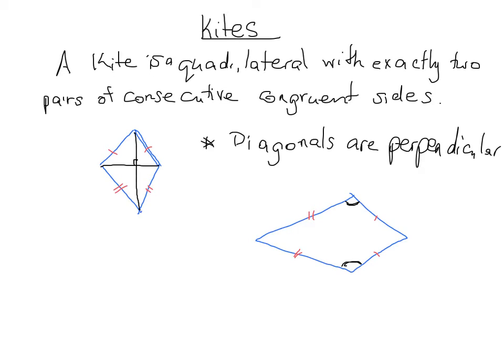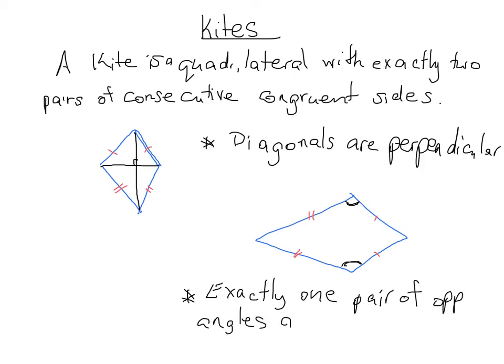So let's write this down. We know that there is exactly one pair of opposite angles that are congruent. All right, so that's really what we need to know about the kite. So let's take what we know about the kite and let's look at an example problem.